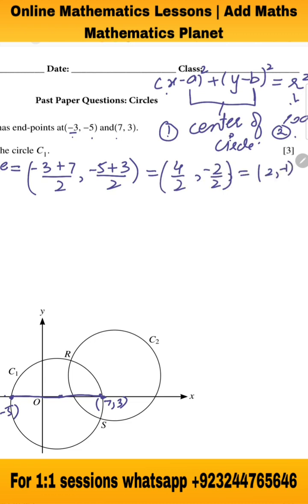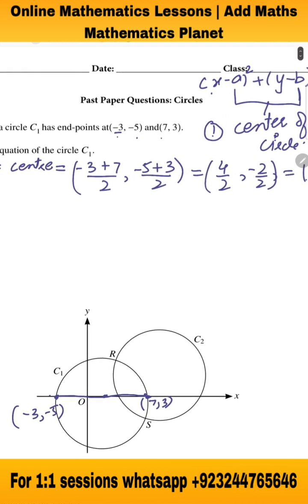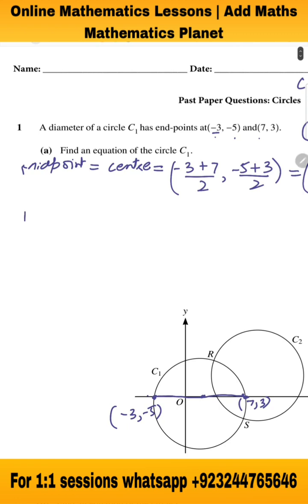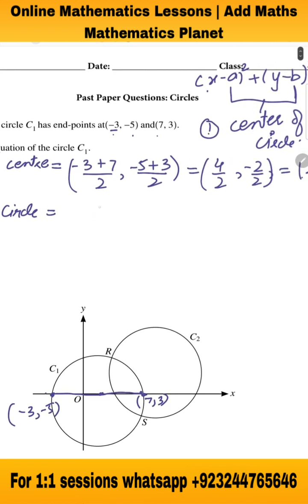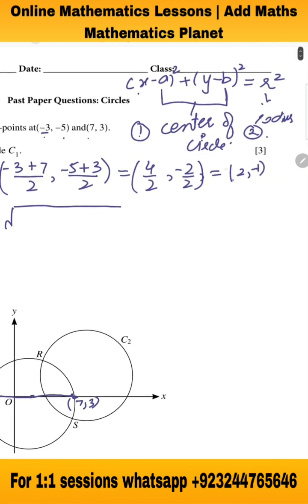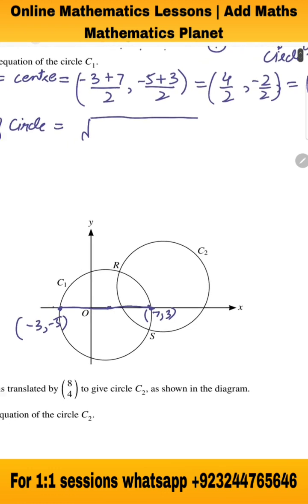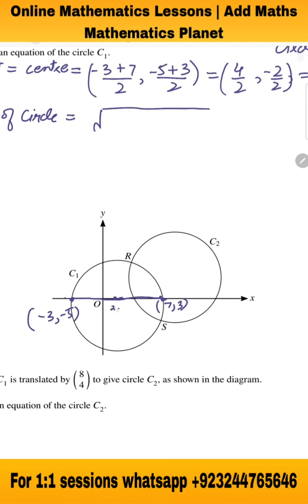So for finding the equation of the circle, firstly we should know the center of the circle, and we get the center, that is 2 and -1. The second step is that we should know the radius of the circle. The radius will be equal to the square root of the distance from the center to any one point of the circle. The center is 2, -1, so the distance from this to any one point of the circle will give us the radius.